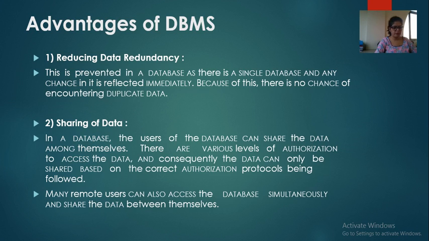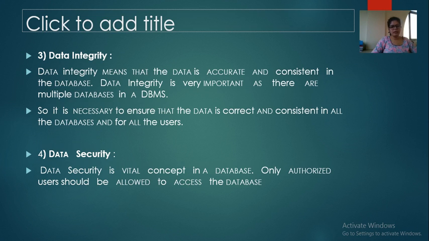Next advantage of DBMS is data integrity. So what is integrity? Integrity means correctness of the data, accuracy of the data. Whenever we access data and whenever we deal with data, it is very important that data must be in accurate form and data must be in consistent form. Otherwise, we will not be able to draw any conclusions.